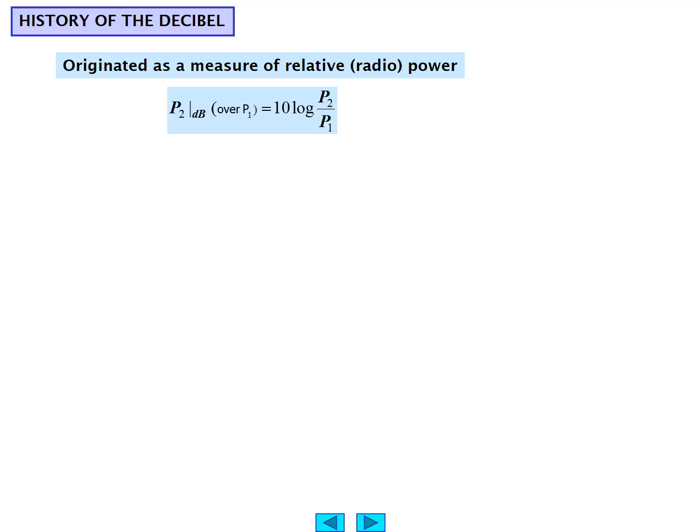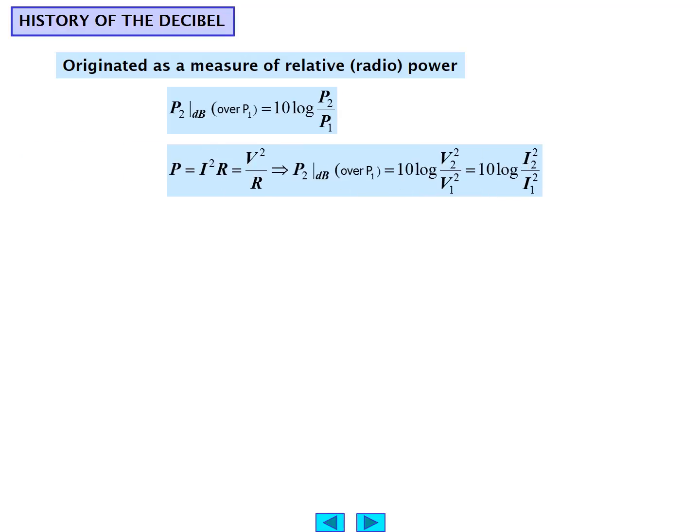The decibel originated as a measure of relative radio power. So for example, power 2 in decibels over power 1 would be written as 10 log of P2 over P1. These are now powers in watts, for example. Power is I squared R, or V squared over R. So P2 in dB over P1 would be 10 log of V2 squared over V1 squared, or if you will, 10 log of I2 squared over I1 squared.